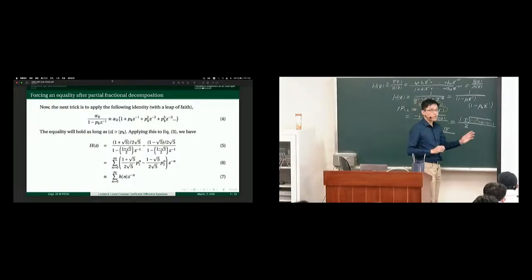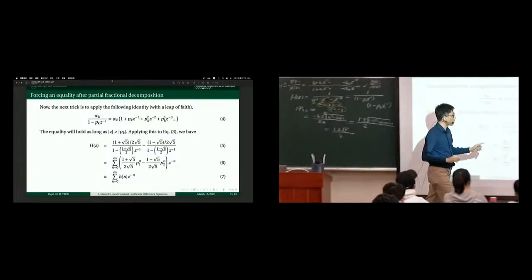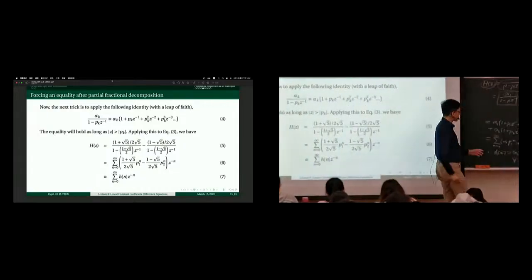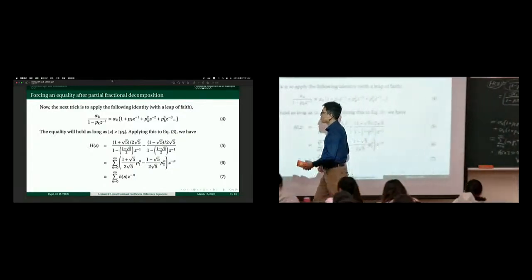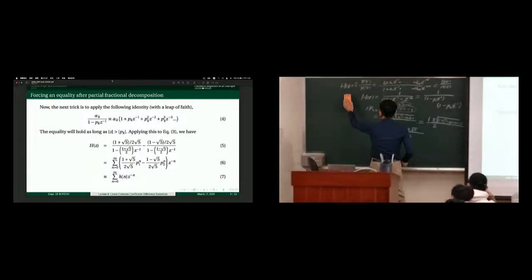For those of you who have encountered this difference equation, you know that we're talking about the Fibonacci series. It gives you the impulse response, which should be the Fibonacci series.